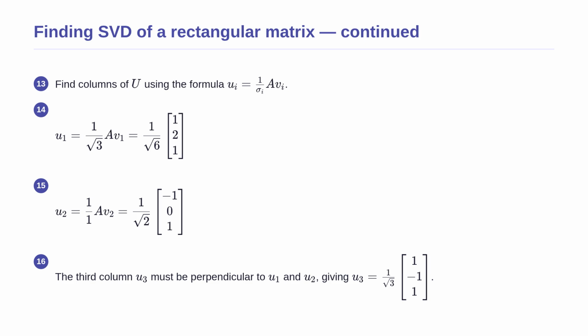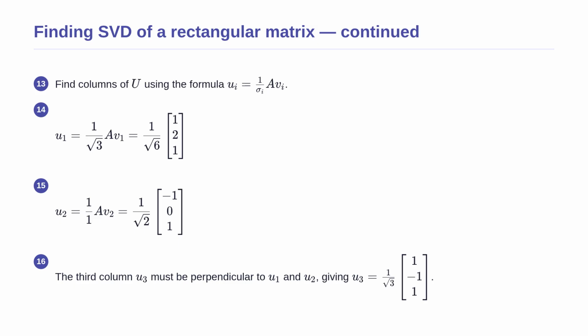To find the first column, we multiply our original matrix A by our first V vector and then divide by the first singular value to ensure its length is exactly 1. This gives us a new vector with 3 components. We repeat this exact same process for the second column, using the second V vector and the second singular value.